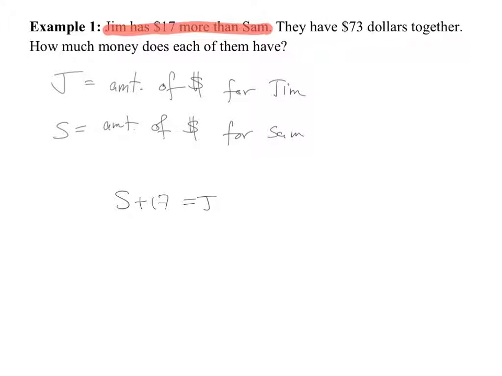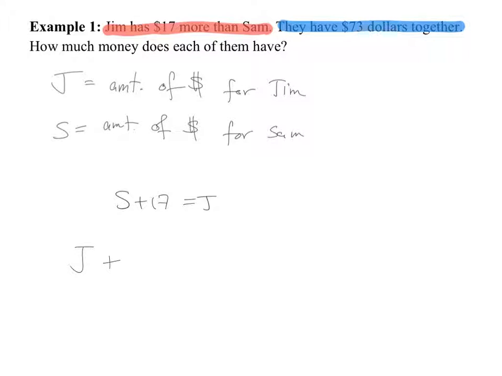They have $73 together. Tristan, what do you got for this one, please? I got Jim has, I think I put 28 or no. The question is, how do I write this? Come on, focus here. How do I write that? Right here, this one. Oh, okay. J plus 17.